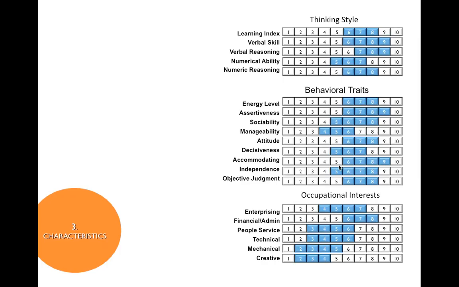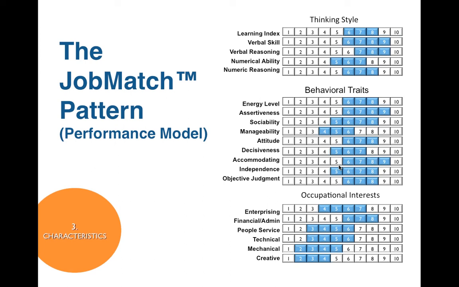Now, let's look at the sample of our job match pattern. Now, which is the third thing that you need to look for, which is the characteristic. Now, here are the profiles we measure. We have the so-called performance model, which is the job match pattern that we use to find out what is the success pattern in every particular job in an organization.